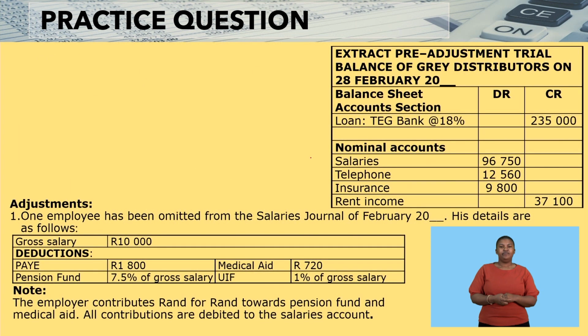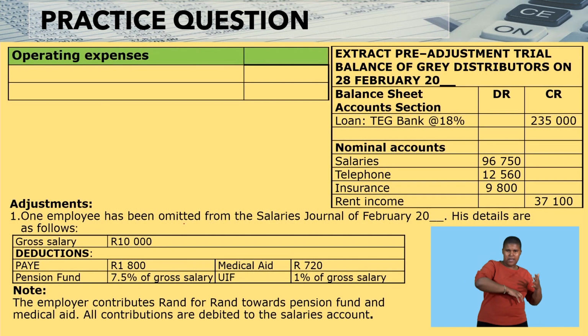Let's begin. One employee was omitted from the salaries journal. That simply means we need to record the employee that was omitted from the salaries journal of February, which is the last month of the financial year. His details are as follows. So here we have gross.